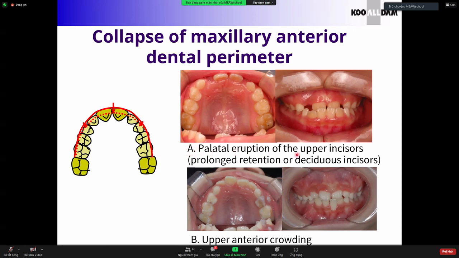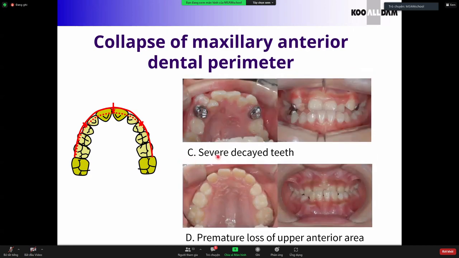A, the palatal eruption of the upper incisors. In some cases, we can see prolonged retention of deciduous incisors, and also upper anterior crowding. In some cases, we can see severely decayed teeth. D, premature loss of upper anterior teeth. As a result, the upper incisors are positioned posteriorly.